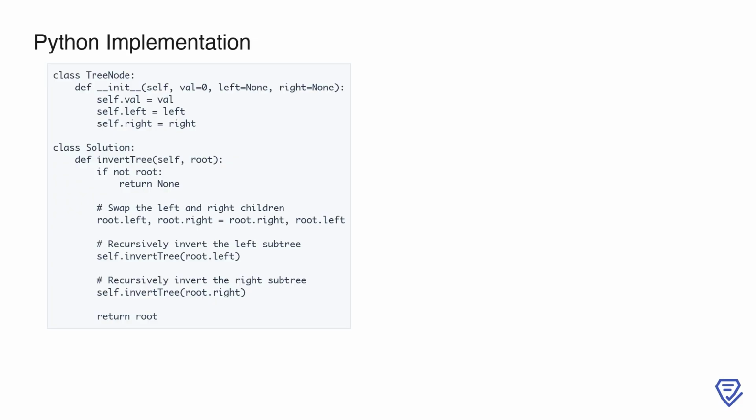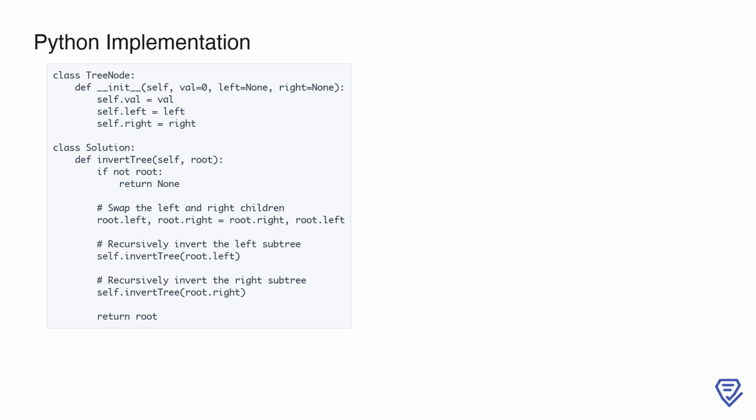2. Swap operation. The left and right children of the current node are swapped using Python's tuple assignment, root.left, root.right = root.right, root.left. This is the core operation that inverts the tree structure. 3. Recursive calls. After swapping the children, the function recursively calls itself on the left and right subtrees to invert them further. This ensures that the entire tree is processed, one node at a time.